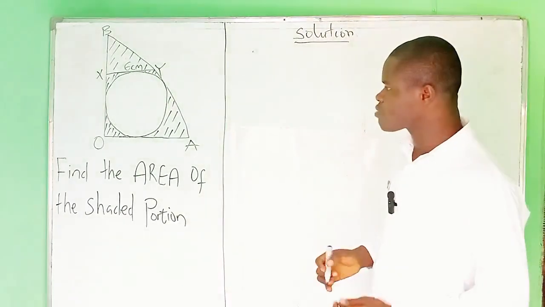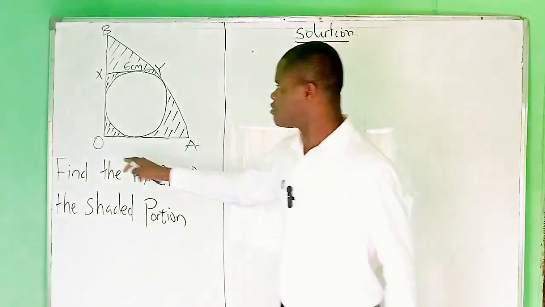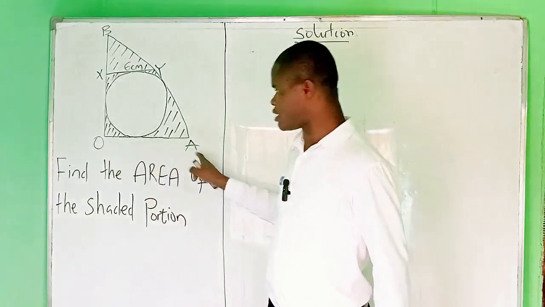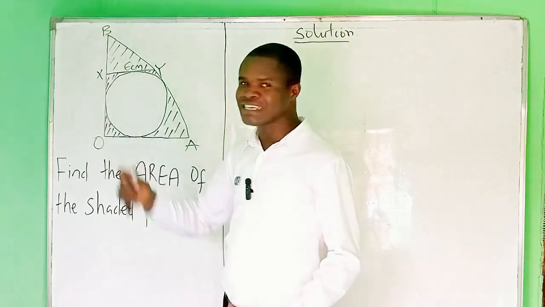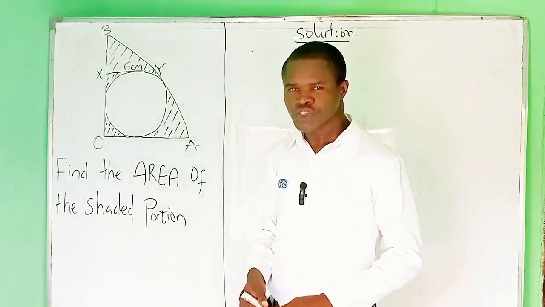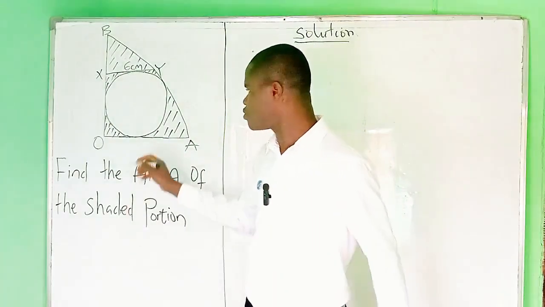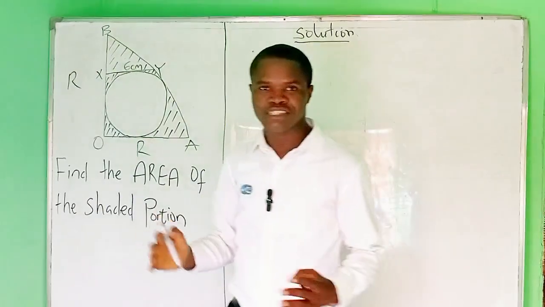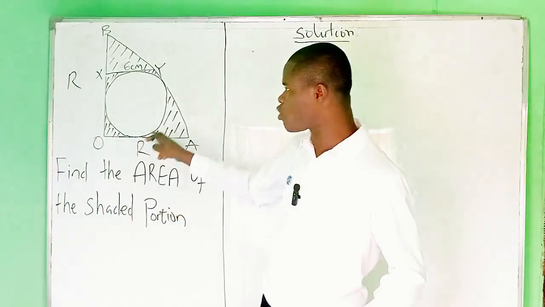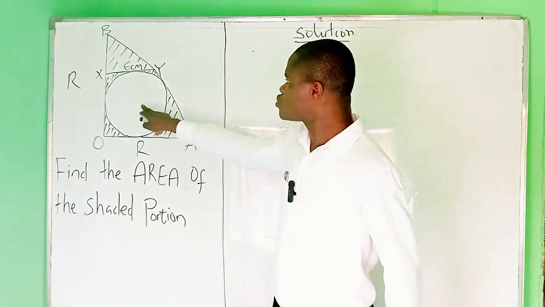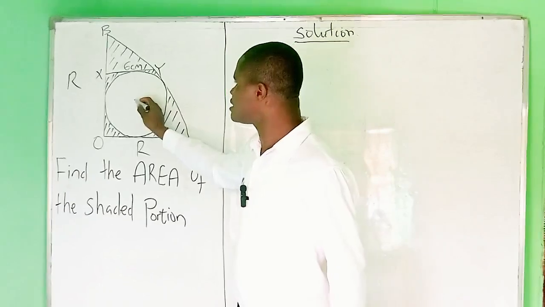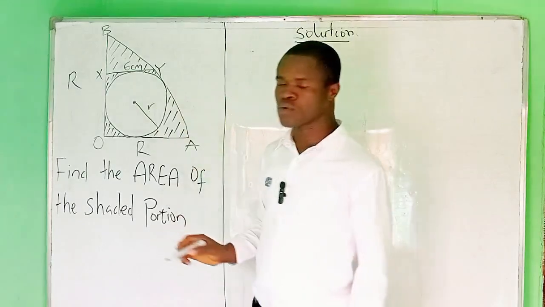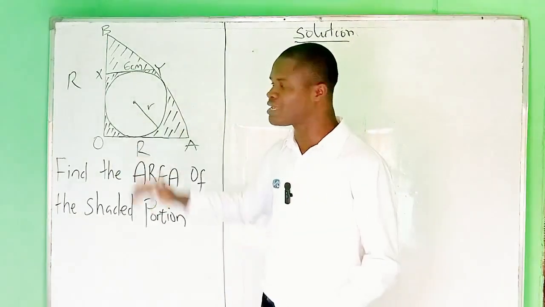So first of all, if OAB is a quadrant, then it means that line OA and line OB are actually the radii of this quadrant. So let us use R, capital letter R, to represent it. So we say this is R, that is the radius of the bigger circle from which the quadrant was formed. Okay, so for this smaller circle, let's use small r to represent the radius of the smaller circle.